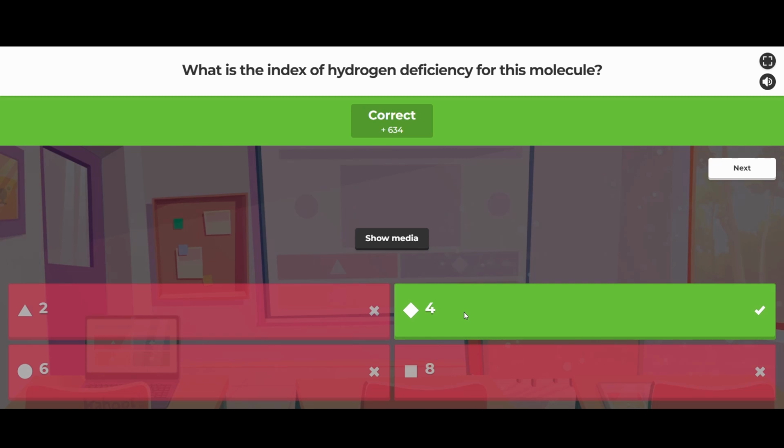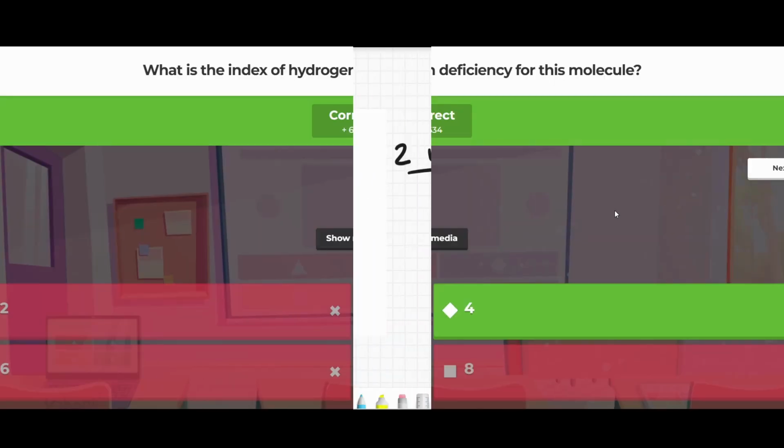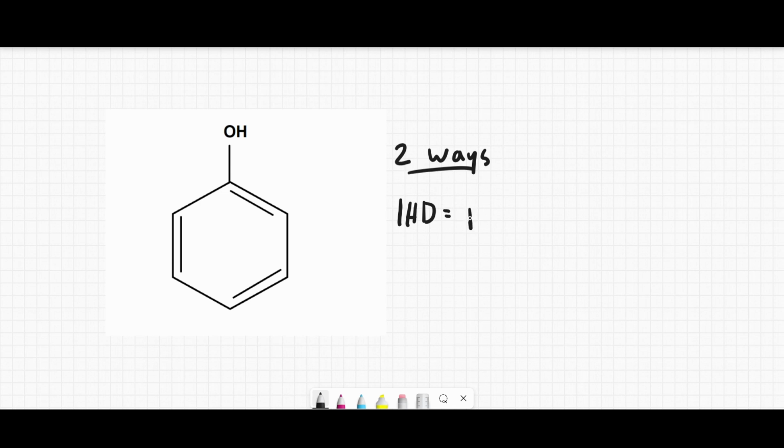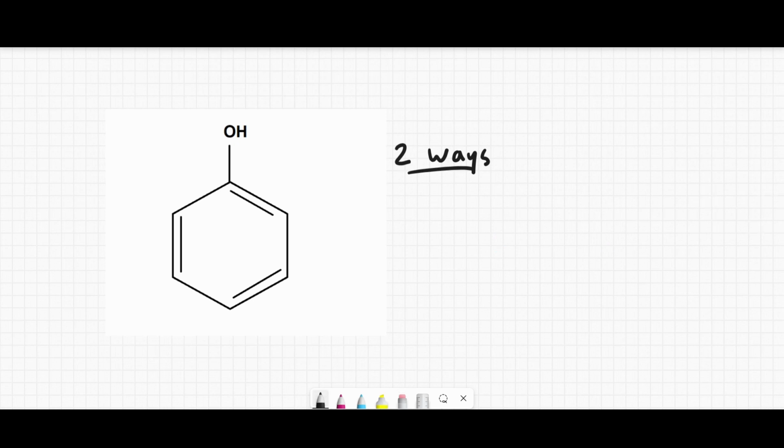Alright, did you get it? The answer for this one was 4. Now, there are a couple of ways to solve for index of hydrogen deficiency, or IHD, so let me show you how right here. The fastest way to do it is IHD equals pi bonds plus rings. Pi bonds are just the extra bonds, right? Like double bonds here. There are 3, and there is 1 ring as a whole, so 3 plus 1, that's 4. But let's say you're unsure of that, or you're given an empirical formula instead of a drawn-out molecule.